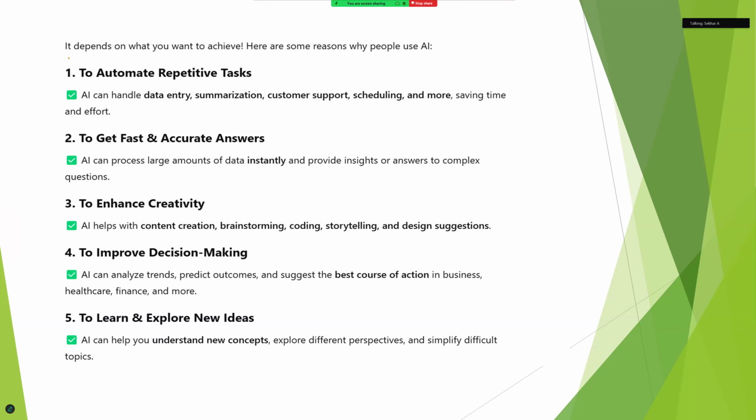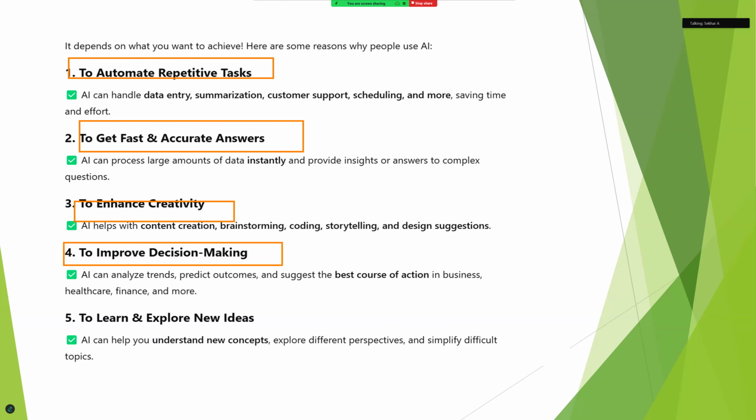So AI will automate repetitive tasks, get faster, accurate answers, enhance creativity, improve decision making, learn and explore new ideas. Right? Now every data is available publicly, so based on this data, it is generating new ideas. If you want, go to a chatbot and just type, I want to start one food court business in villages. Give me some suggestions, how much profit I may expect. Then it will give you some suggestions. Then you need to process the follow-up prompts.